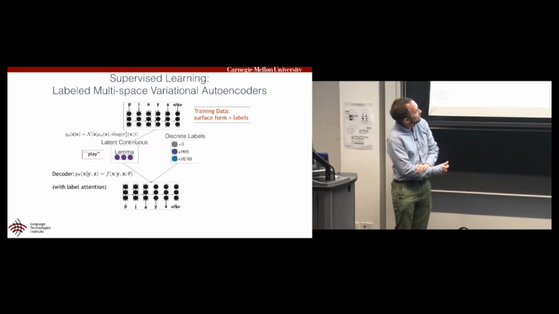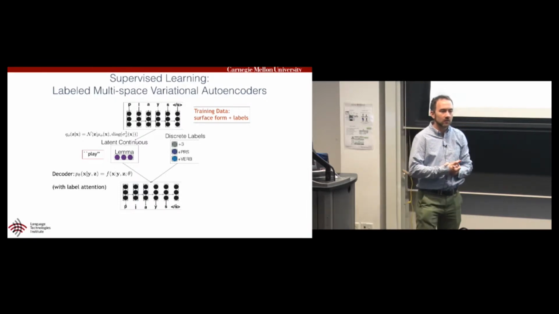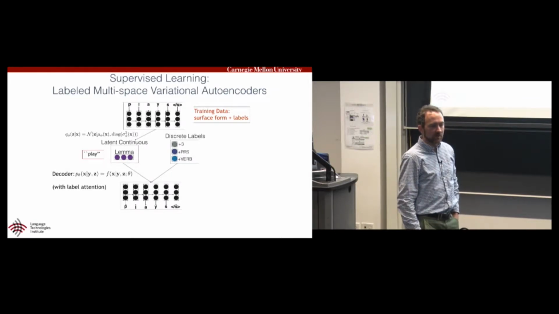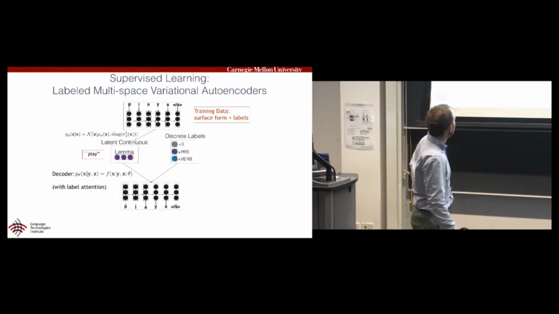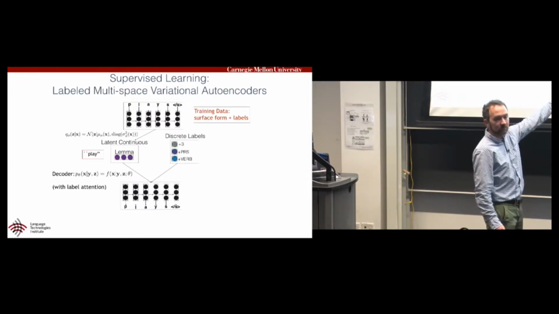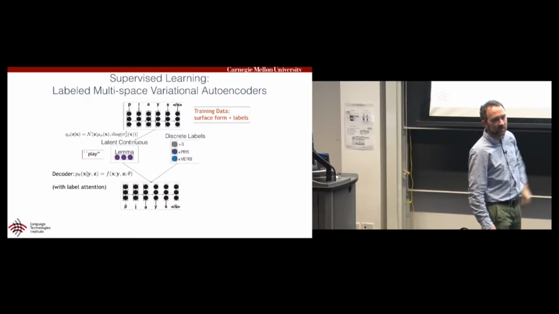So are there any questions about this? Like the discrete, is it integer values? These are like one-hot vectors. You can think about them as one-hot vectors. In reality, what we do is we have the labels, they're one-hot vectors, we embed them using something like word embeddings, and then we do attention over the labels as we're generating the output.